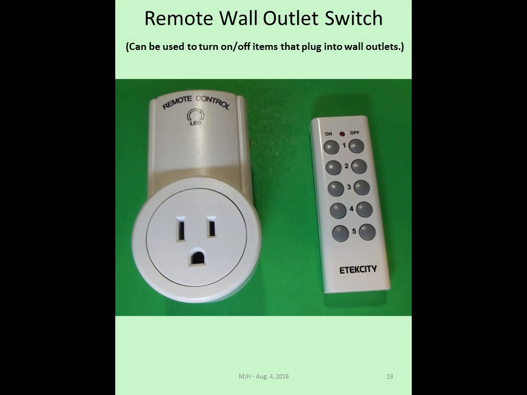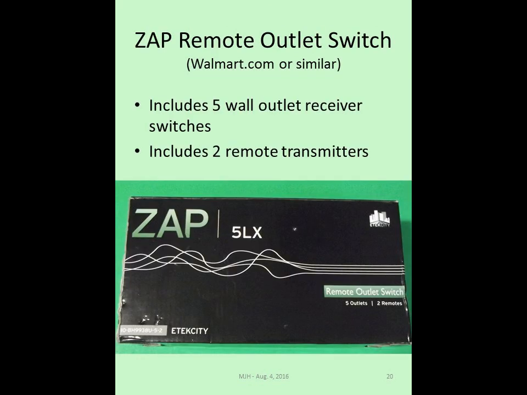So you can see on the left side, you have your receiver, and on the right side is the transmitter. This particular product is called ZAP, Remote Outlet Switch.